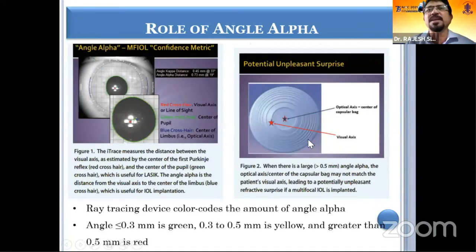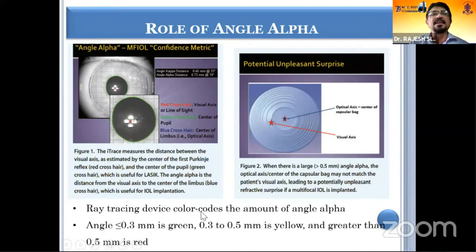As in this picture, if this is the optical axis of the lens, and if this is the visual axis, then the rays are focusing on the diffractive plates, and that's why there will be induction of aberrations. And that is why the ray tracing device color codes the amount of angle alpha.